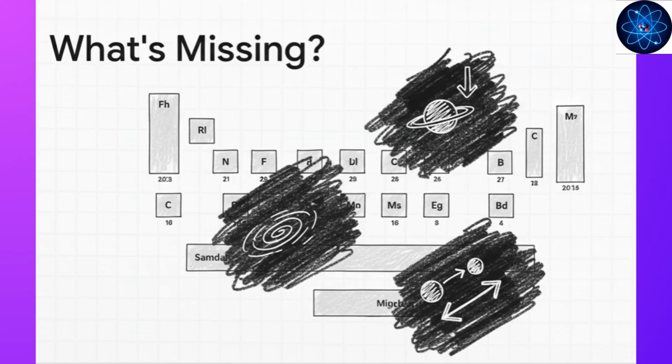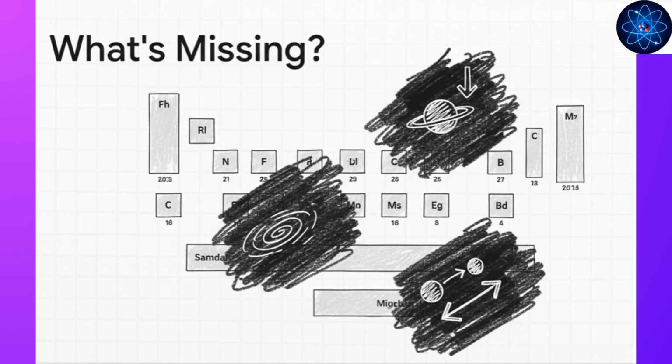Well, for starters, remember gravity? It's not on the map. The standard model has nothing to say about it. The map also can't explain dark matter, the invisible stuff that seems to be holding our galaxies together, or dark energy, the mysterious force that's making the universe expand faster and faster. Oh, and it can't tell us why the universe is made of matter at all, instead of its opposite, antimatter.